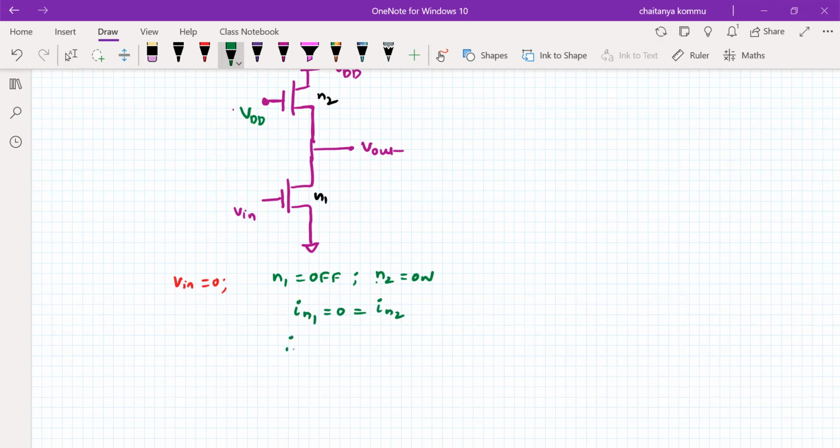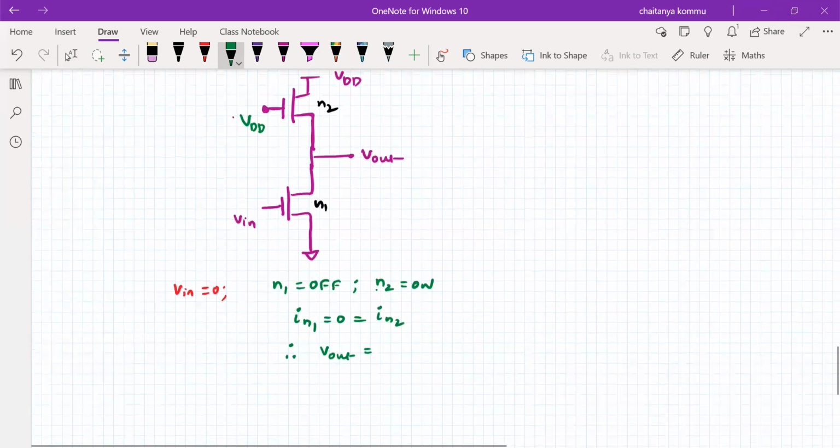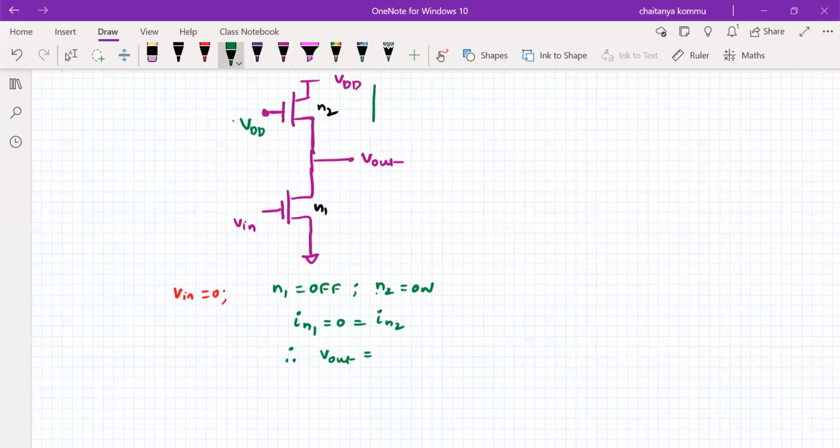Therefore, what we can observe is that V out is equal to, what is the value? This value becomes a short circuit. Better we can write it in this way. Since IN2 is equal to 0, which leads to the voltage drop between drain to source being 0 for the second inverter, the pull-up transistor.